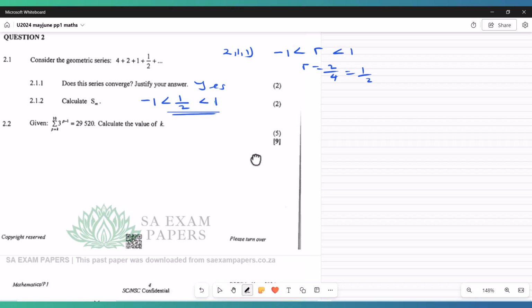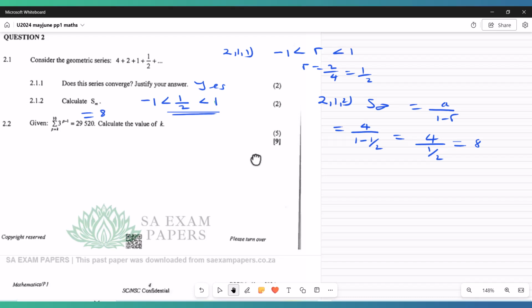Then they ask us to calculate the sum to infinity. That's 2.1.2. How to find sum to infinity? It equals a over 1 minus common ratio. Our a is the first term there, which is 4. So the common ratio was what? It was a half, so 1 minus 1/2, which gives us 4 divided by 1/2, which eventually gives us 8. So our sum to infinity is 8.